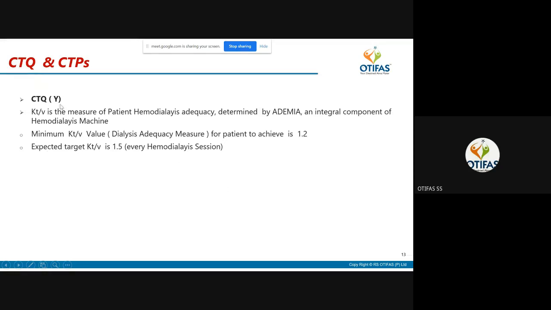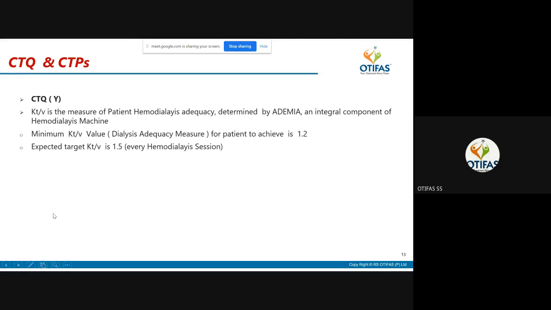Now, once they identify this is their problem, they will see what the reasons for it are. So in the measure phase, what are you doing? You are learning about the process flow map. Then you are defining the CTQ properly. Then you define the CTP also properly. Now, what is the CTP? CTP means nothing but the causes. Why am I not able to meet that 1.5 Kt/V? CTP is a technical name given to it, but actually these are called the causes of variation.